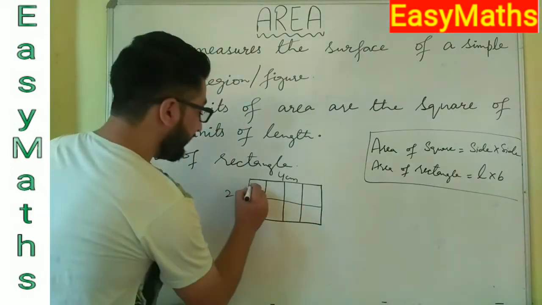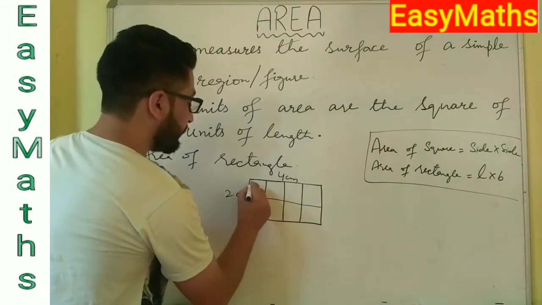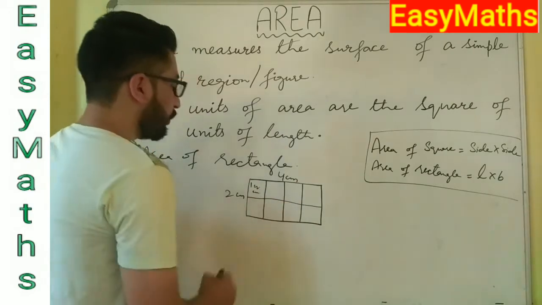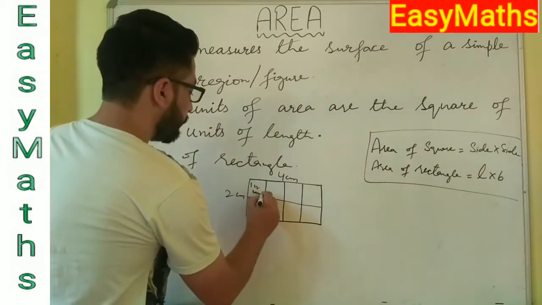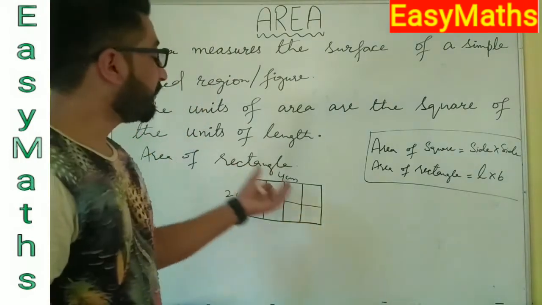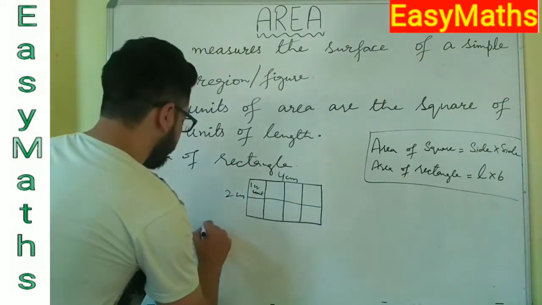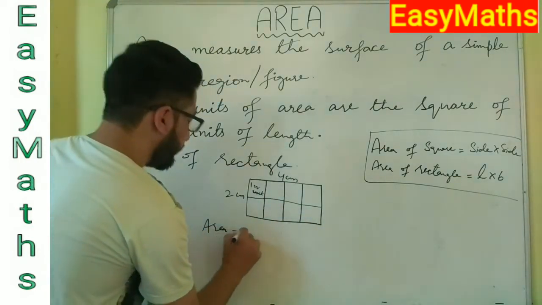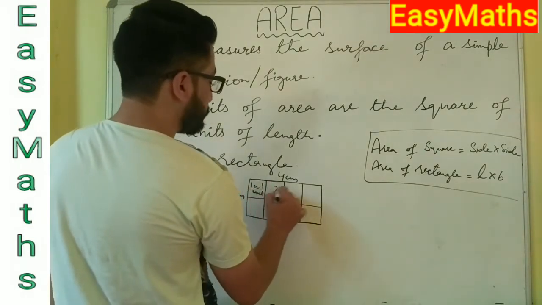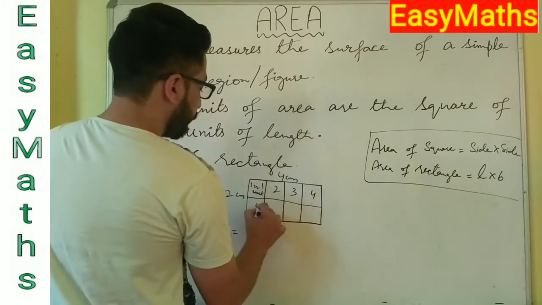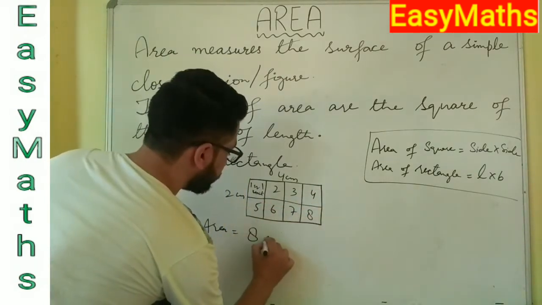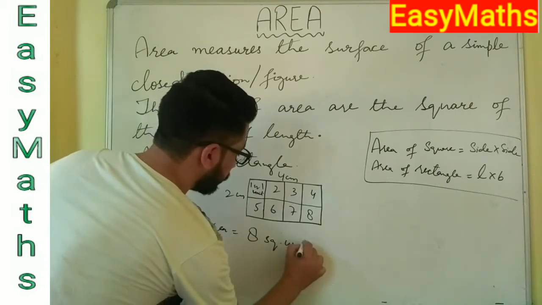Now each square here represents 1 square centimeter or 1 square unit. I have told you already how we find the area of a square. Same is the case here. How do we find the area of this now? We add all the square units. That's 1, 2, 3, 4, 5, 6, 7, 8. So 8 square units is our answer.